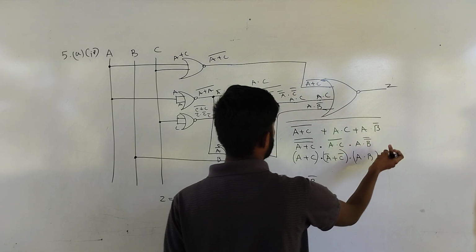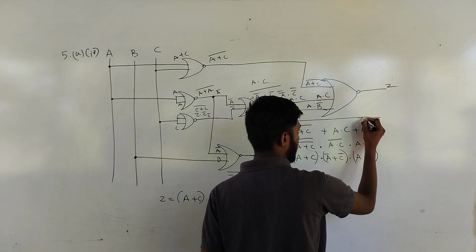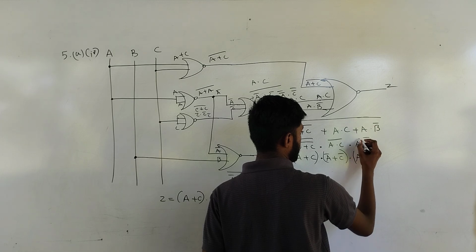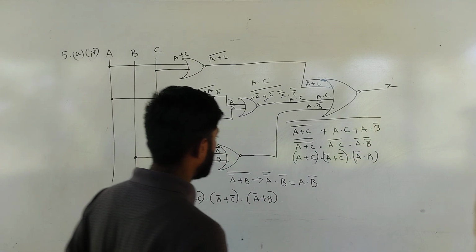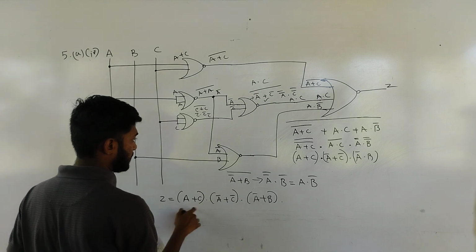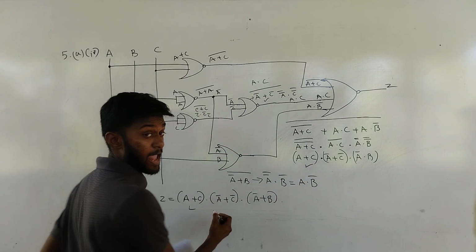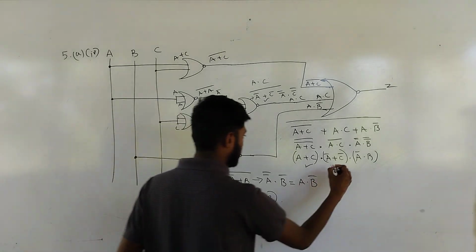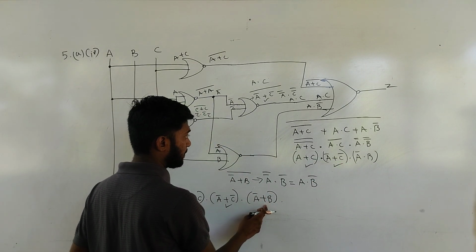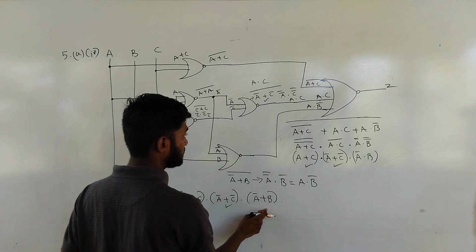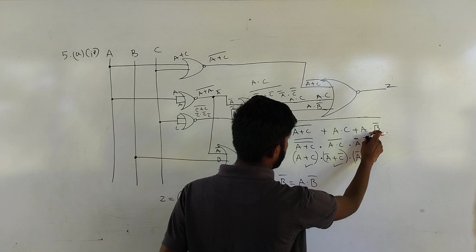Sorry, small mistake, here there is one bar at the top now, so that bar should come for this A as well when you are breaking. So I missed that. So it is going to be A bar dot B. Now look, here you are getting A plus C. Here you are getting A bar plus C bar. Here also you are getting A bar plus C bar. Here you are getting A bar plus B.